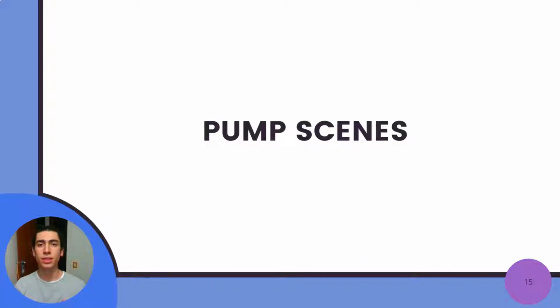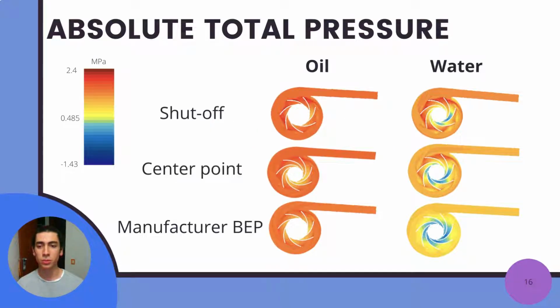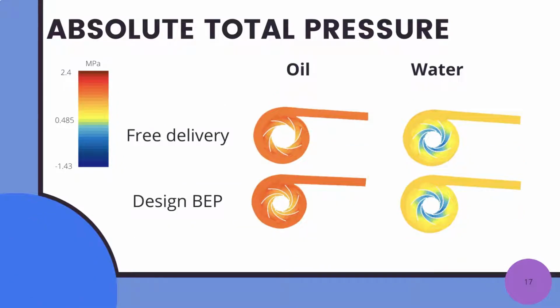Next, we have some scenes that show the behavior of different factors through all the pump. First, we have the absolute total pressure that goes from minus 1.43 megapascals to 2.4 megapascals. In the case of the oil, we see that it doesn't vary very much from simulation to simulation, but in the case of the water, we can see that first, in the middle of the pump, the pressure is lower, and it also goes down when the flow increases.